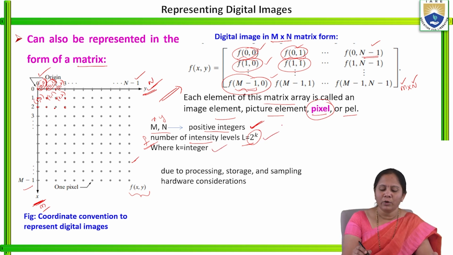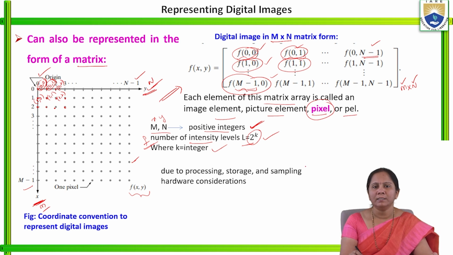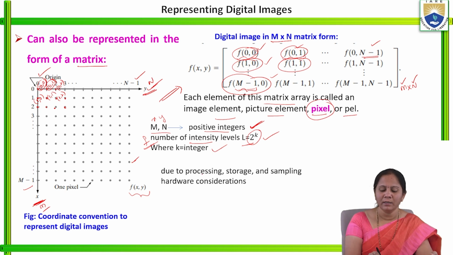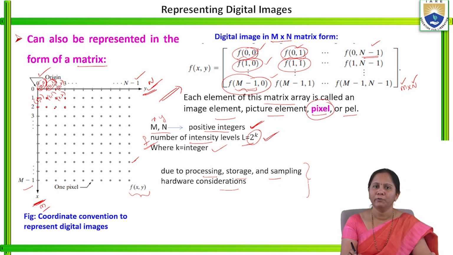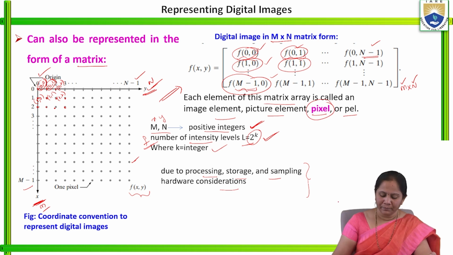Why should the value of the intensity level f be limited? Due to some reasons like processing, storage, sampling, and hardware considerations. Based on all this, we should take the value of the intensity level as finite, and it should be L is equal to 2 power k.